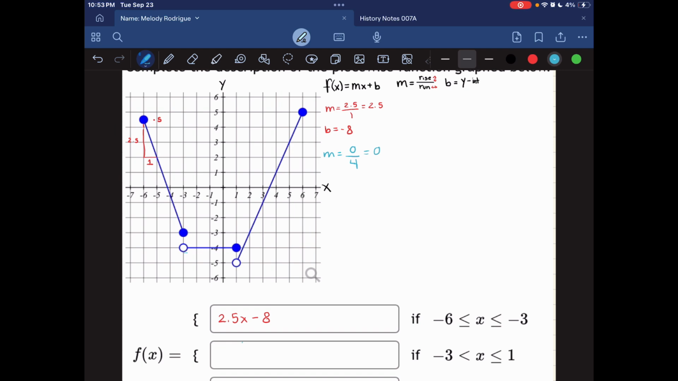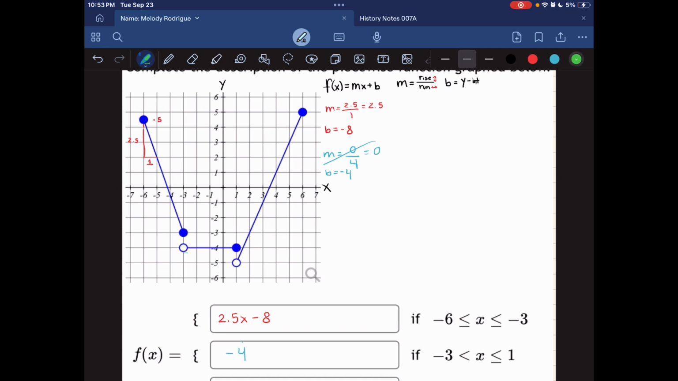And now we're just stuck on finding the b, which is very evident because, as you can see, the line intersects at -4. So this means that our b is -4. So we can cancel this out, and our b is -4. So our second equation is going to be negative 4. No slope, no variable, just negative 4.